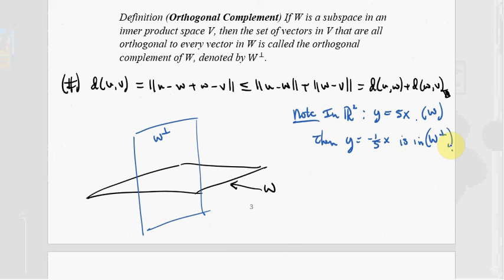Now, for spaces, so I put the disclaimer in R2, for spaces a little bit bigger than that, we have to use some information that you picked up in Calculus 2. And I think I put a problem down here that denotes that, and I'll show you that in just a minute.